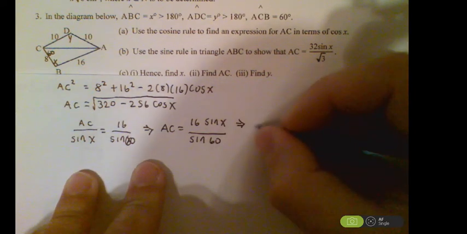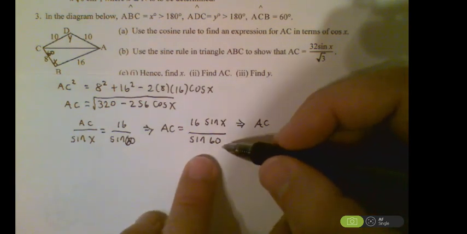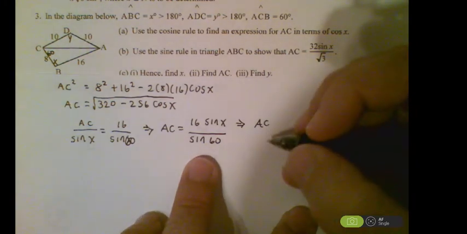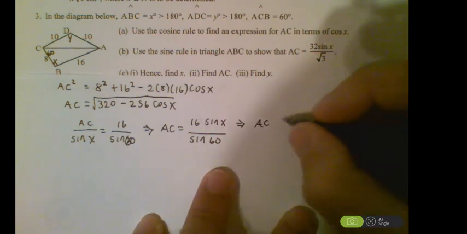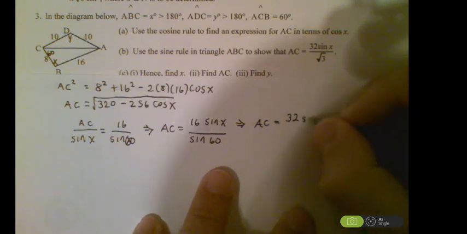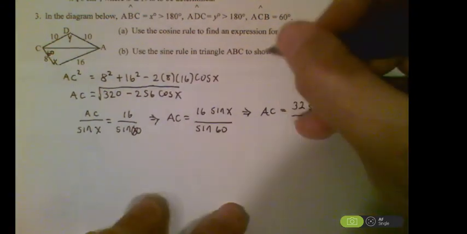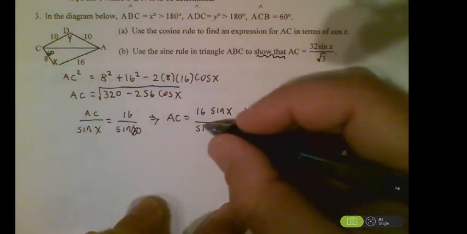And from here, we know that the sine of 60 is rad 3 over 2. So if I did 16 over rad 3 over 2, the over 2, I can multiply up to the top and get the 32. And then on the bottom, I would still have the rad 3. Because on this one, it was a show that question, I guess it would probably be best to show that sine 60 is rad 3 over 2.